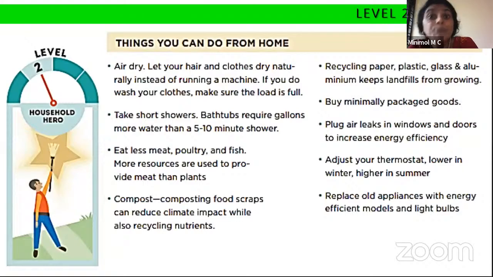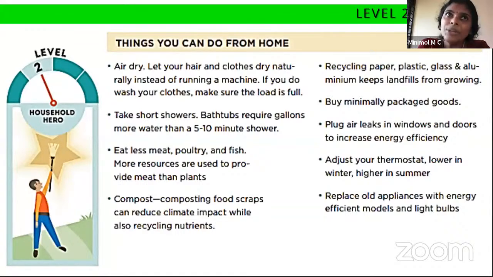Things that you can do from your home. There are so many things like that. See? Let your hair and clothes dry naturally instead of running a machine. Why do you want a hair dryer for that? You are using additional resources. You are spending energy for that. If you do wash your clothes, make sure that the load is full.